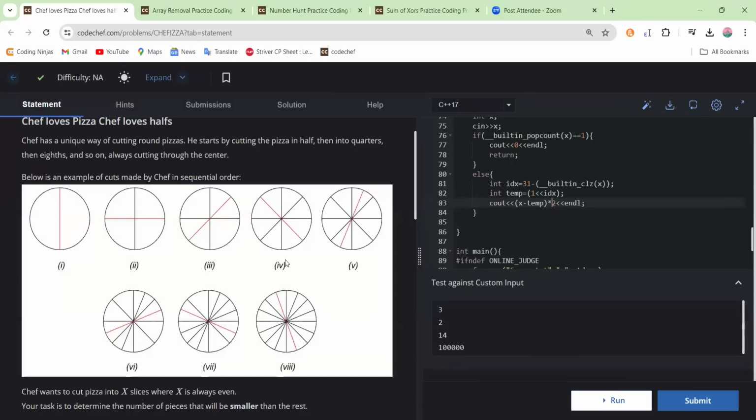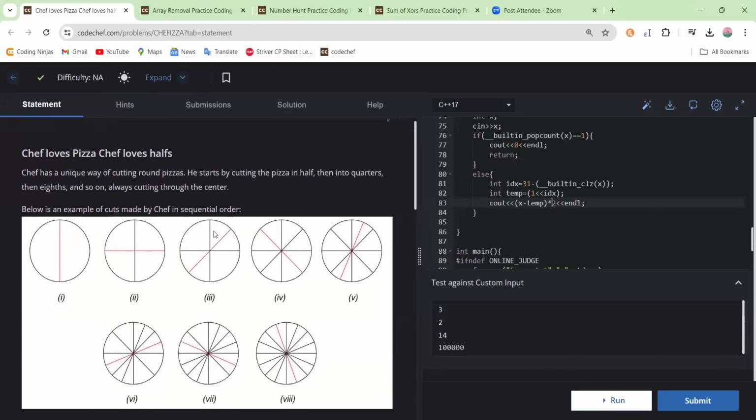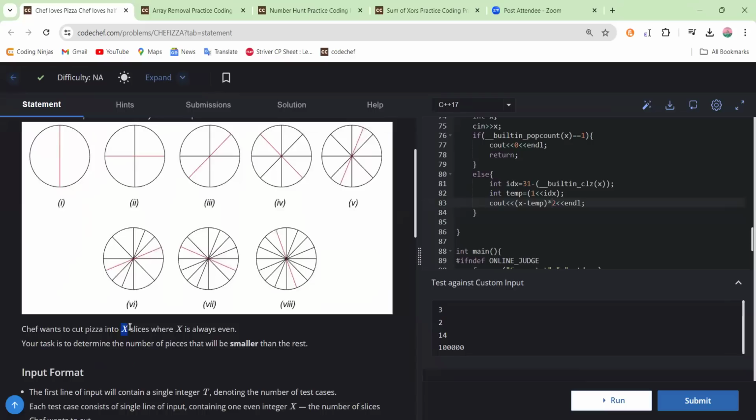If you observe, this is always the pattern followed while cutting. Once in step 4, you have 8 equal parts. After that, he made a cut, and now he is making the cut to all the bigger parts in the further steps. So every time, you will be given some X, that is, he had made X slices. X is always even. Your task is to determine how many pieces will be smaller than the rest.